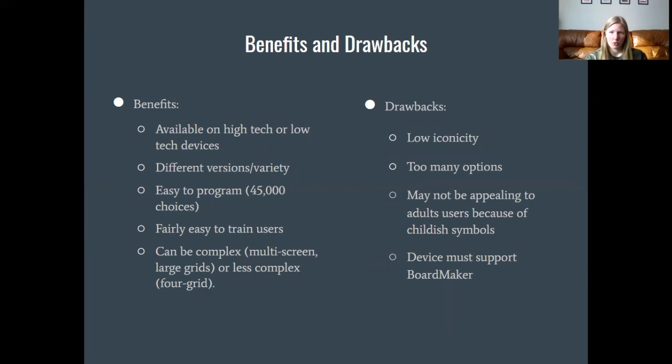Drawbacks of it, though, are low iconicity. There are too many options in some cases, and then depending on the version you're using, whether that be high contrast, thin line, the original, some of those selections may not be appealing to adult users because they do look quite childish. And then in addition, the device they're using must support Boardmaker. So there's some limitations there.